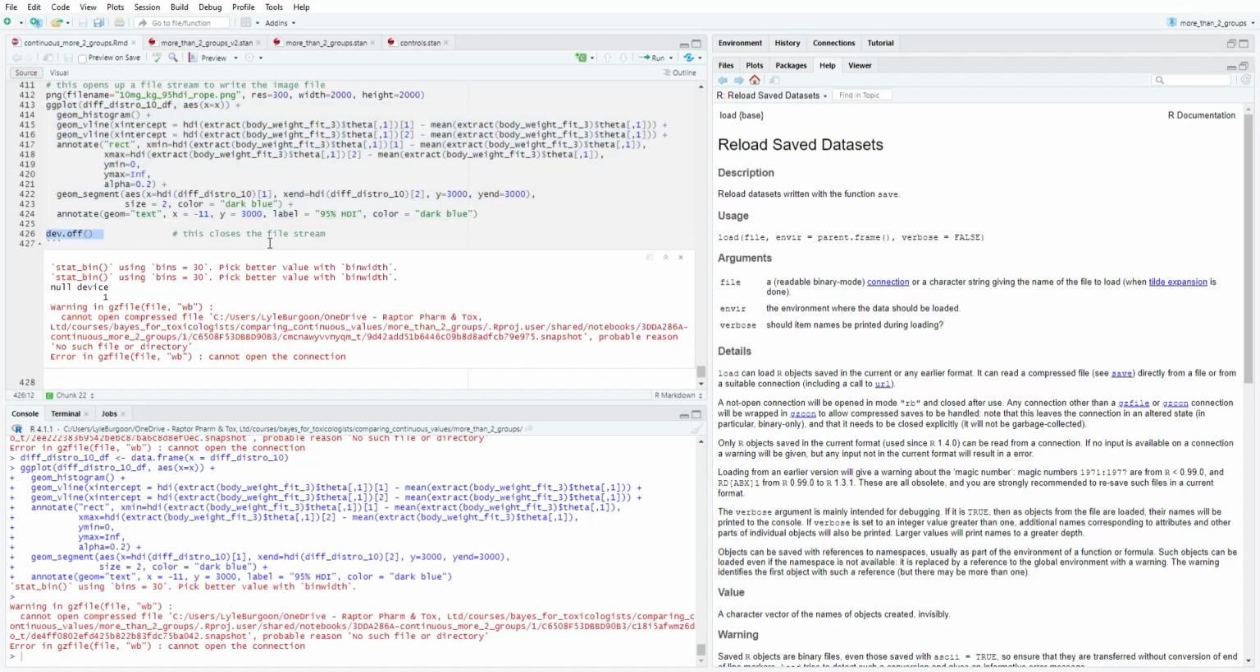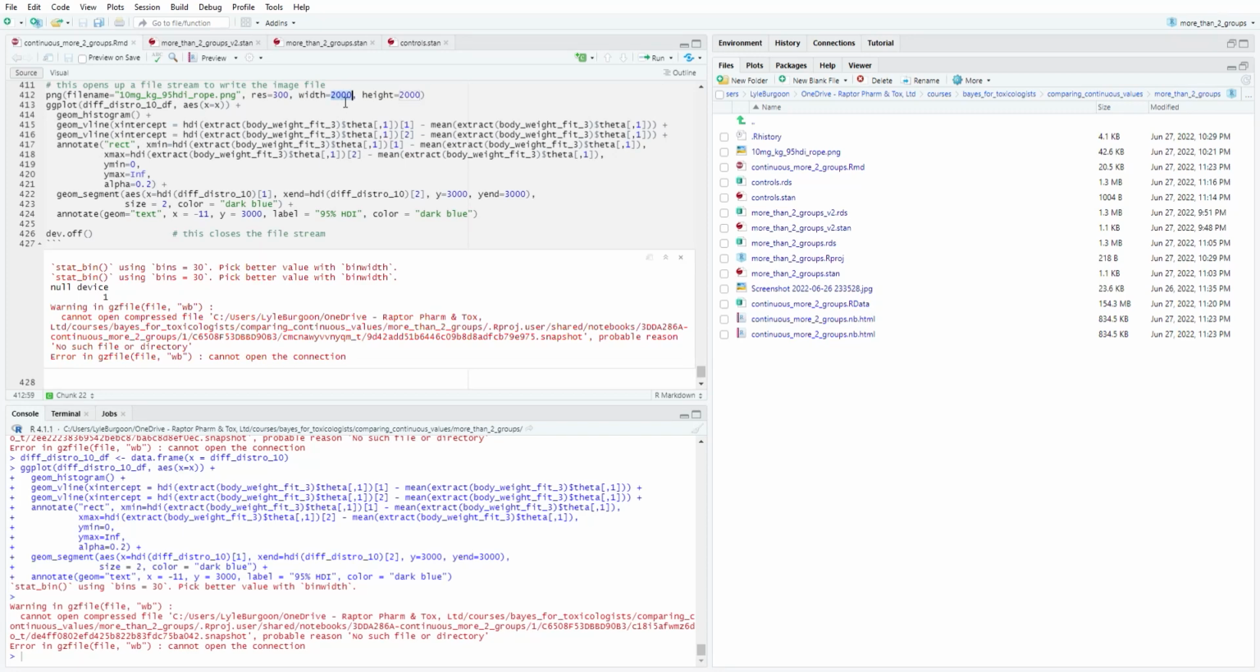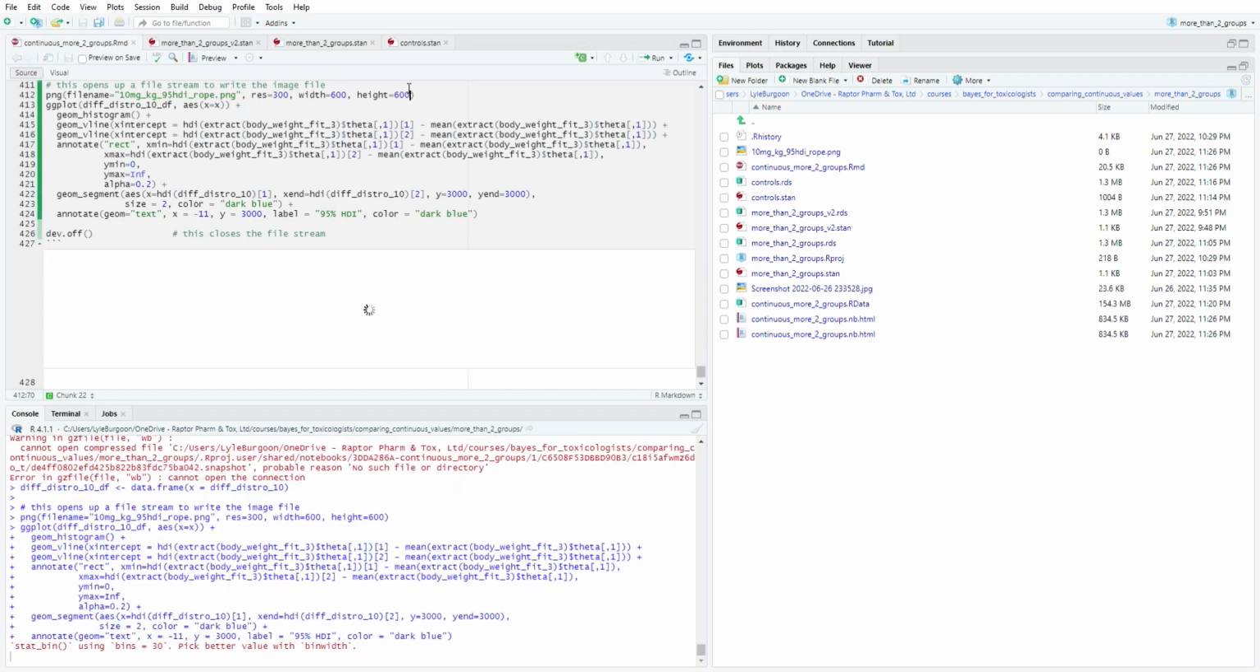Dev.off is important because that closes the file stream. PNG opens a file stream. So you give it the file name right here, you tell it the resolution you want, and then the size. I had to keep playing with this until I finally got the image to look the way I wanted to. And I'll show you what I mean. So if you were to do something like, I don't know, 600 by 600, right? And you were to run this. Let's do that real quick.